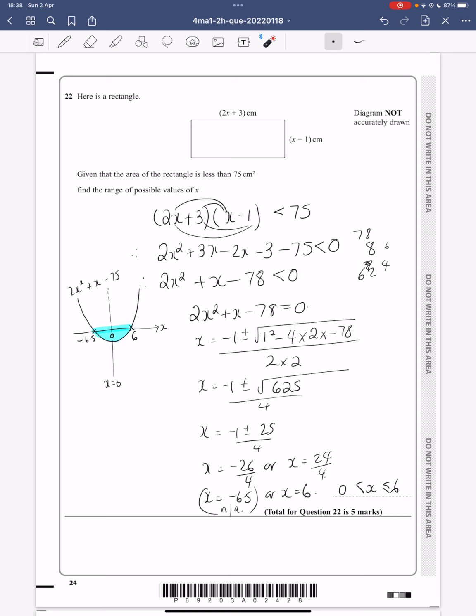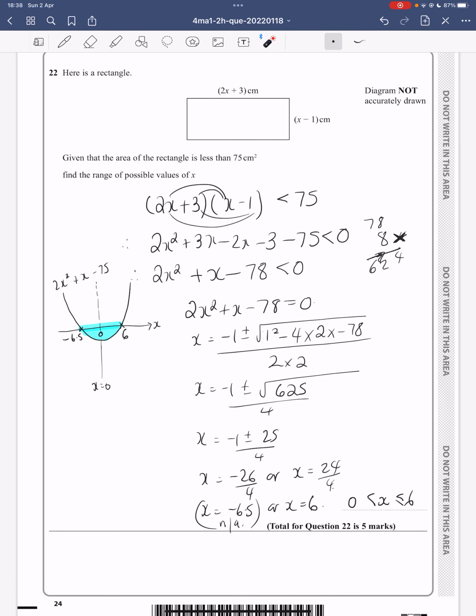It's minus B, minus 1, plus or minus the square root of B squared, 1 squared, minus 4 times A, 2, times C, minus 78, divided by 2A, which is 2 times 2. It's minus 1 plus or minus the square root of 625 when you work that out. 78 times 8 is 624, and it's minus 4 times minus 78, so it's plus. So it's 625. So x is minus 1 plus or minus 25 over 4.